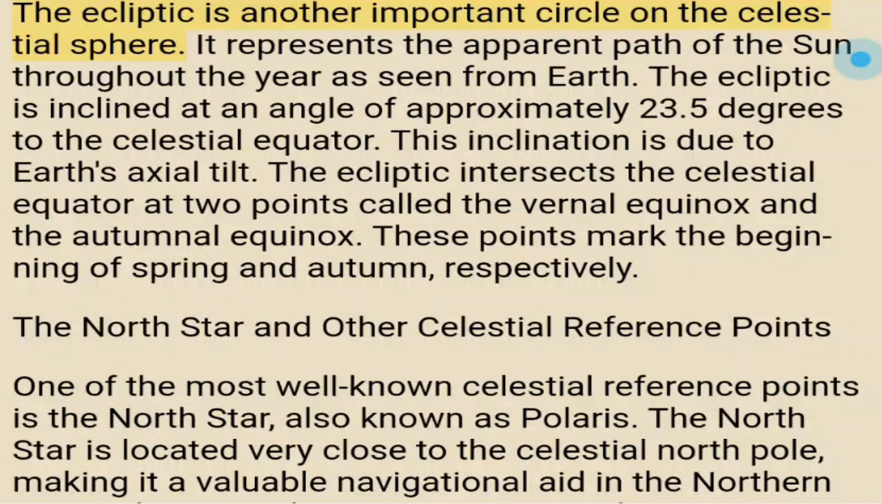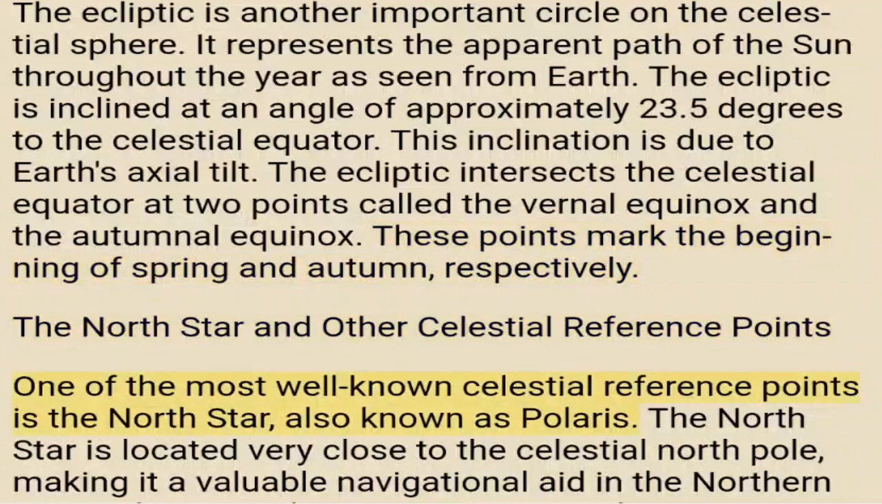The ecliptic is another important circle on the celestial sphere. It represents the apparent path of the Sun throughout the year as seen from Earth. The ecliptic is inclined at an angle of approximately 23.5 degrees to the celestial equator. This inclination is due to Earth's axial tilt. The ecliptic intersects the celestial equator at 2 points called the vernal equinox and the autumnal equinox. These points mark the beginning of spring and autumn, respectively.